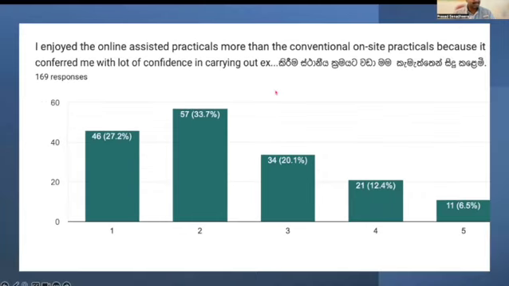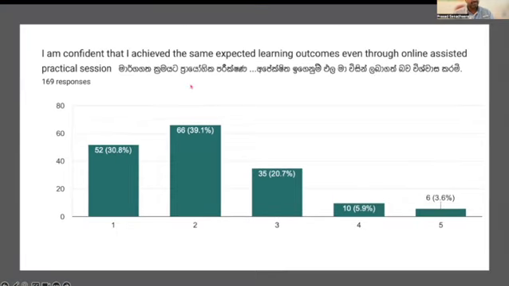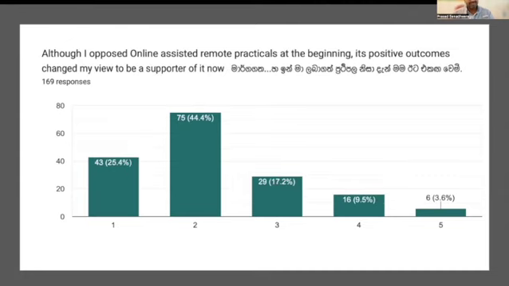And I enjoyed online assisted practicals more than conventional on-site practicals because it conferred me a lot of confidence in carrying out experiments. So you would see there's a very high positive trend highlighted, that I achieved the same expected learning outcome even though it was an online assisted practical session. You can see that they feel positive responses to this one. When we introduced this, there were a lot of objections coming up. Even a complaint went to the hierarchy of the university, but still we moved in.